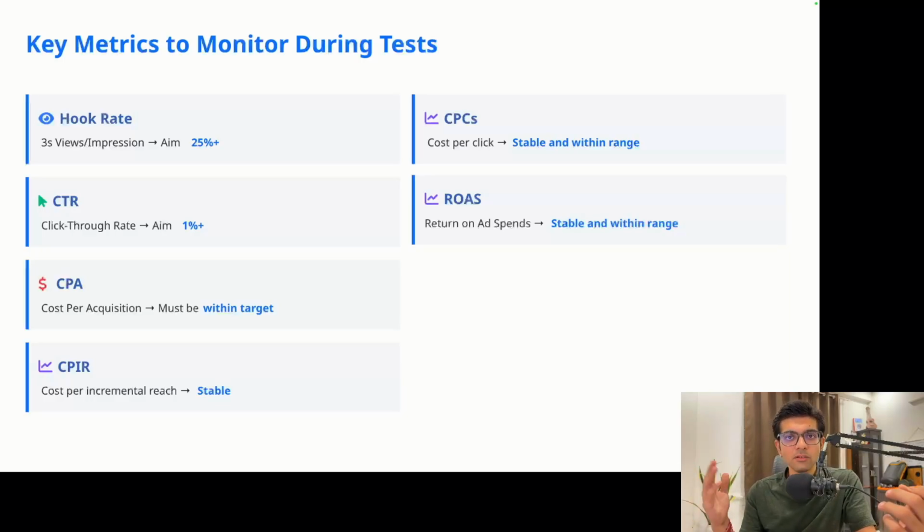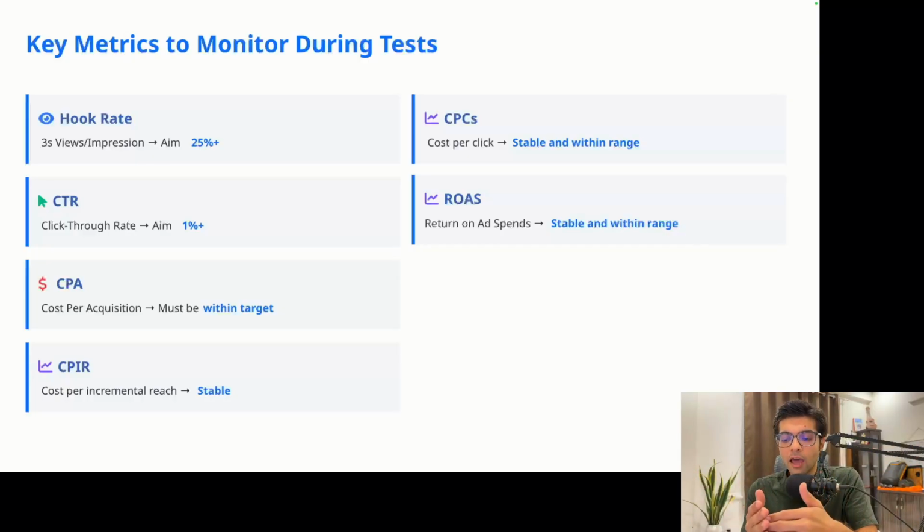Cost per click, it has to be stable and within range. Sometimes it may happen your CPCs are disturbing a bit too much, but you can take a look at it from the graphs, see the trend. If it is within your acceptable range, you can take a decision to scale. Considering your CPA or your target ROAS, everything is getting achieved. Return on ad spend, it has to be stable and within the range that you are comfortable with.